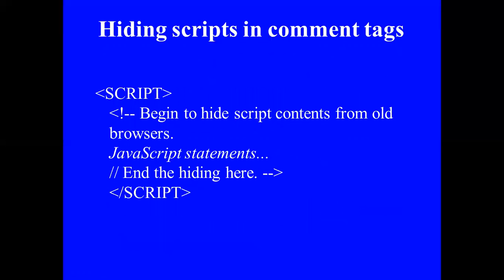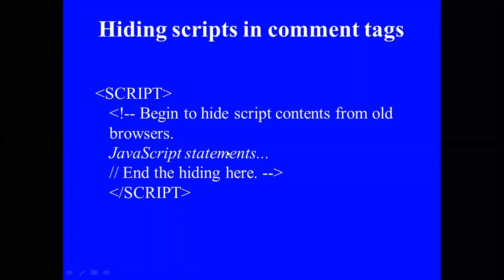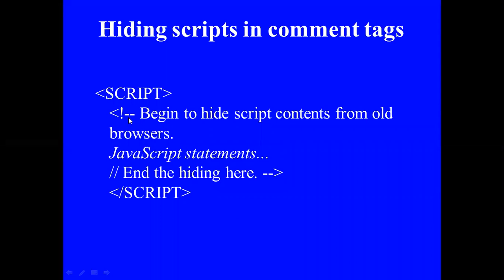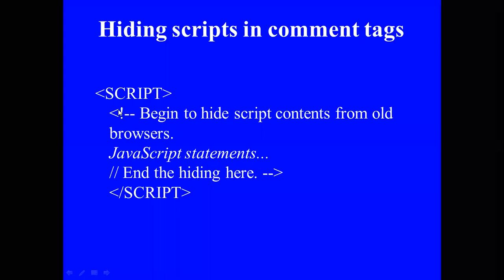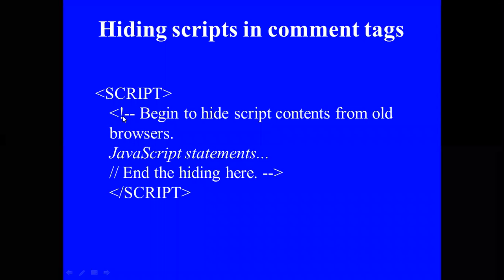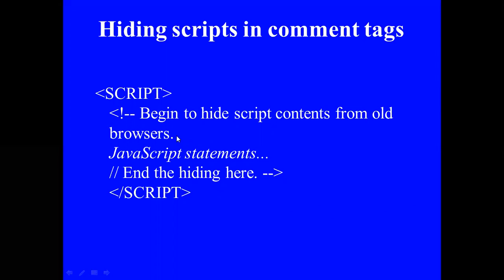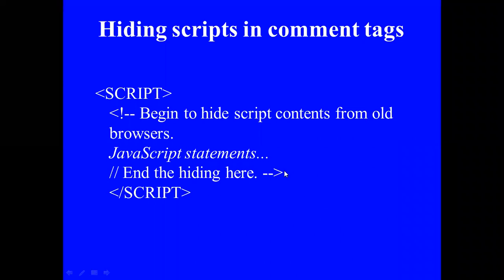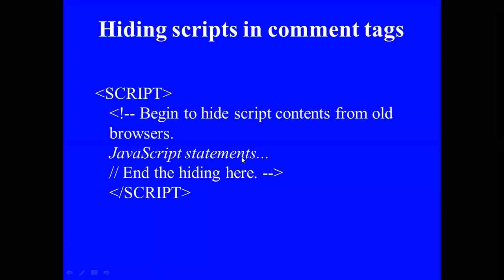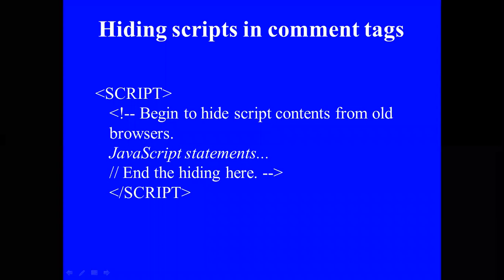Here we are hiding scripts in comment tags. Whenever we add a script in an HTML document, we can hide the JavaScript statements in the script tag. This is the way we can hide the statements. Here you can see less than sign, exclamation mark, double dash at the beginning of the statement, and at the end of the statement we give the double dash and greater than sign. By using this we can hide the statements in the script tag.